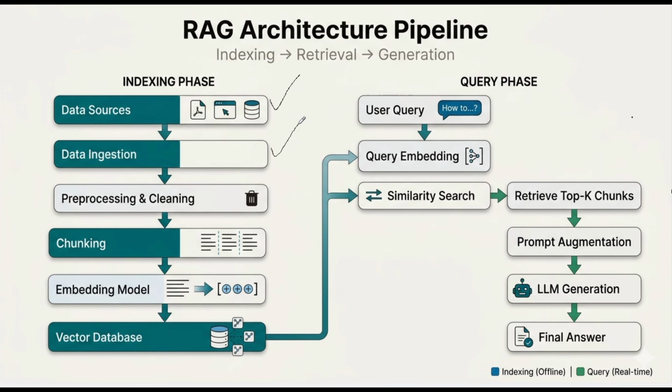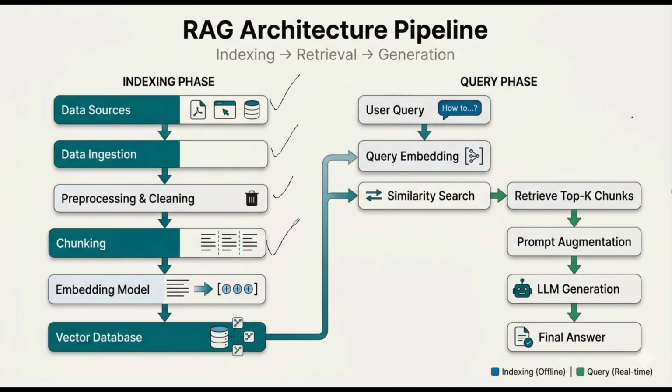Here we have pre-processing and cleaning. Here we remove noise, extra HTML tags, duplicates or anything that will confuse the model. Next comes chunking, a very important step. Instead of storing huge documents, we break them into smaller text chunks. Chunking is crucial because the retrieval happens at the chunk level, not at the whole document level.